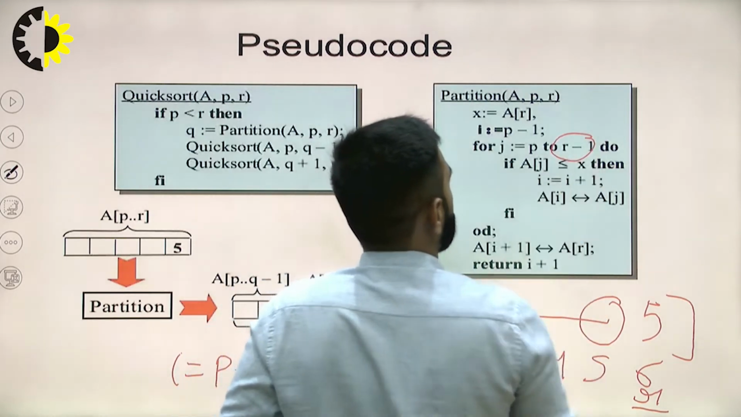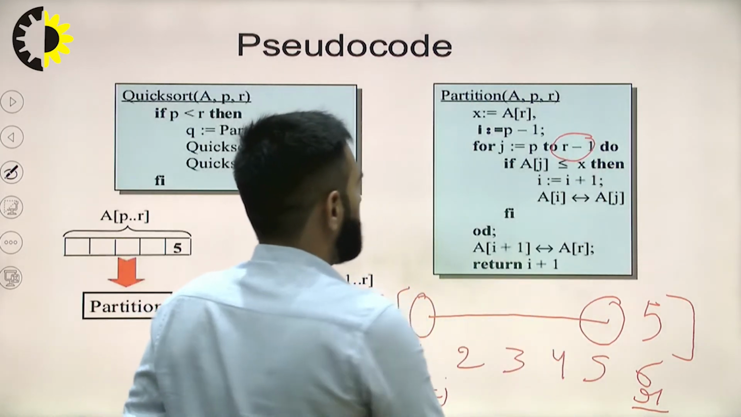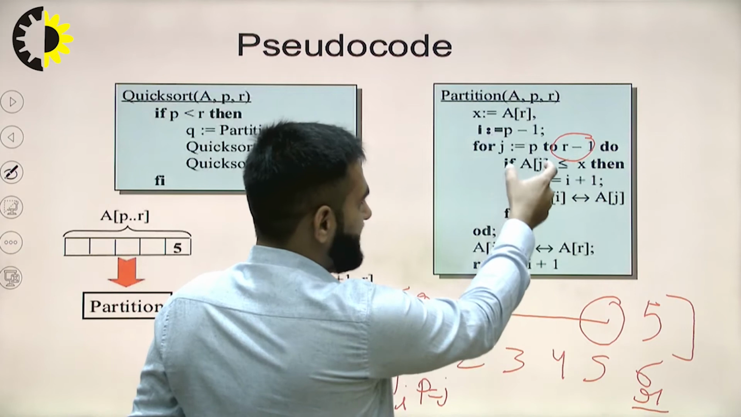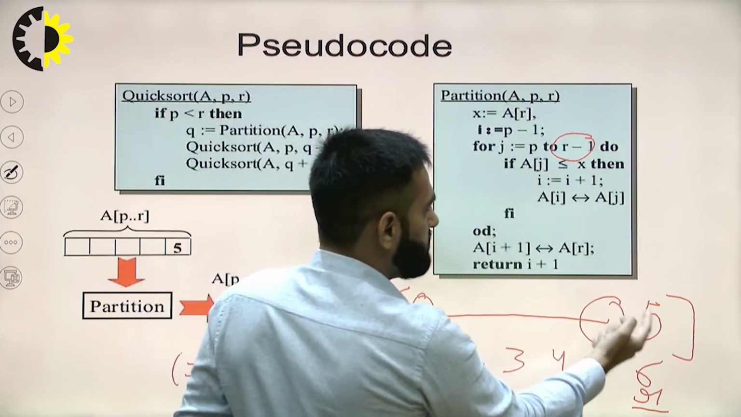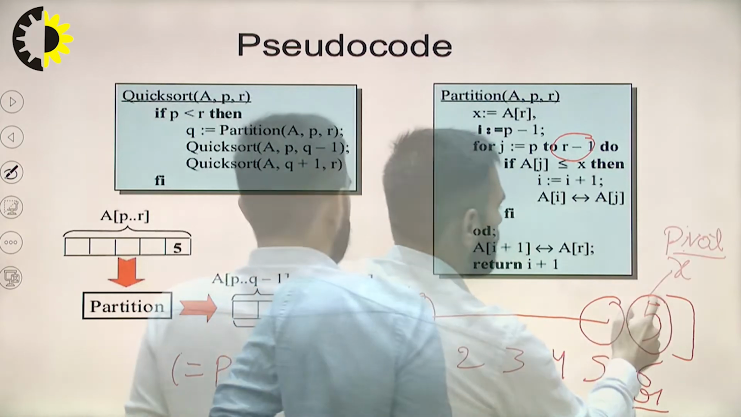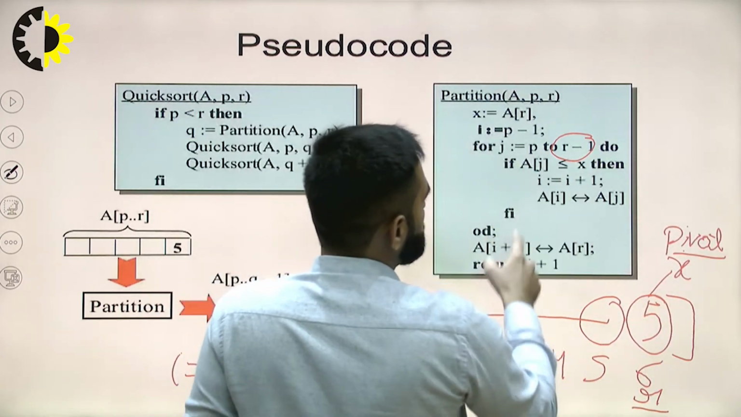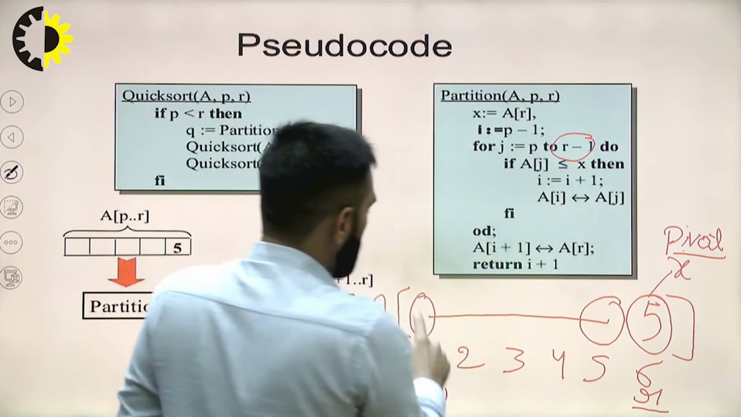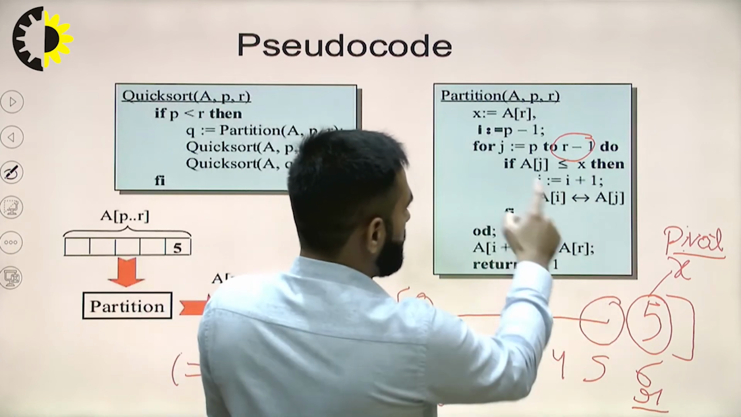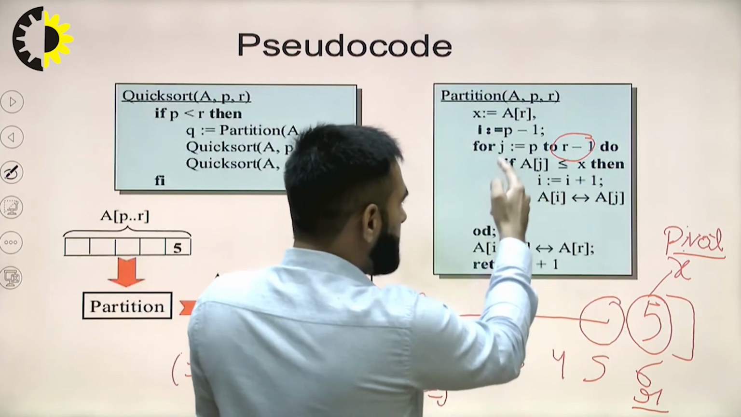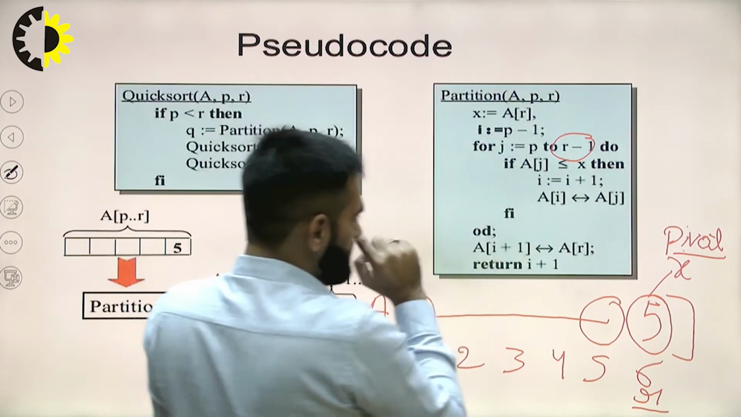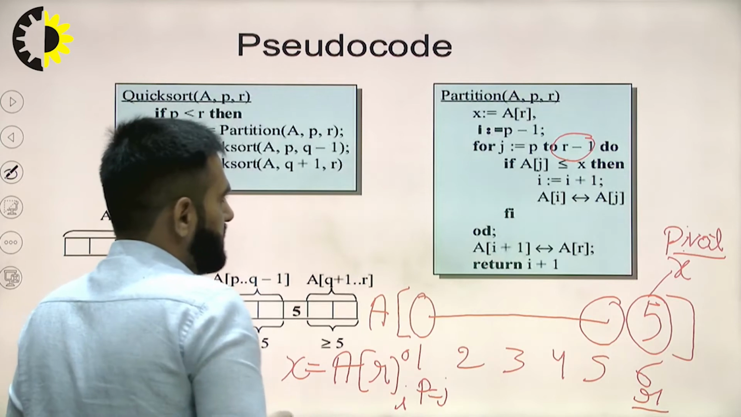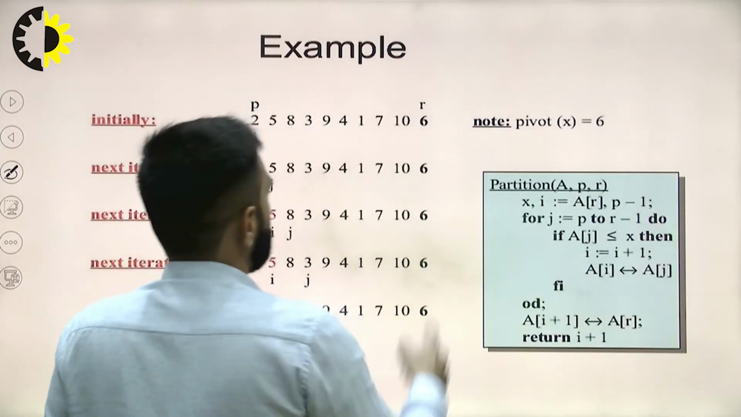Now we will check what? We will check the value of A[j], with j starting from p, against the value of the pivot. So from p to r minus 1, we will check the value at j from the starting index against the pivot value. If it is less than or equal, then we will increment i, which is starting at index 0. So let's see with the example. Now here is the partitioning algorithm.